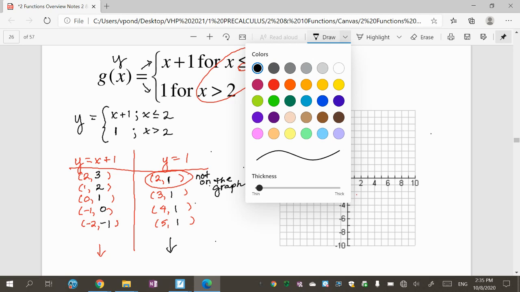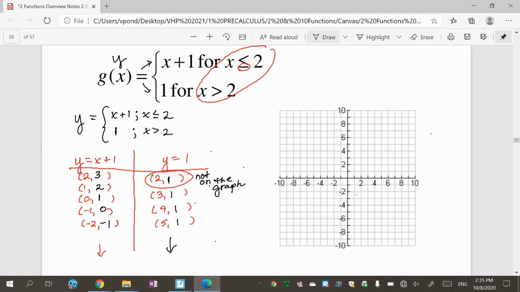So I'm going to actually draw this. Let's pick a pretty color. I'll pick this blue. Okay? So let's do this left piece. I have 2, 3 on the graph. 1, 2, 0, 1. Then I have negative 1, 0, negative 2, negative 1. And I think you probably can draw straighter than I did. This is that part of the graph. And I have a little arrow here. And that's that part, the first part.